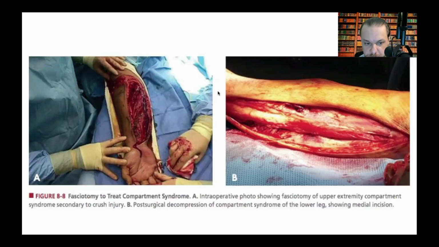So here you have a fasciotomy that was performed to treat compartment syndrome of a patient. It was an upper extremity and secondary to crush injury. So crush injury, any type of fracture to the tib-fib, will cause that. So be on the lookout. And as I said, some of the signs and symptoms could be pulselessness, paresthesia, pallor. It'll be maybe some swelling, discoloration of the color.